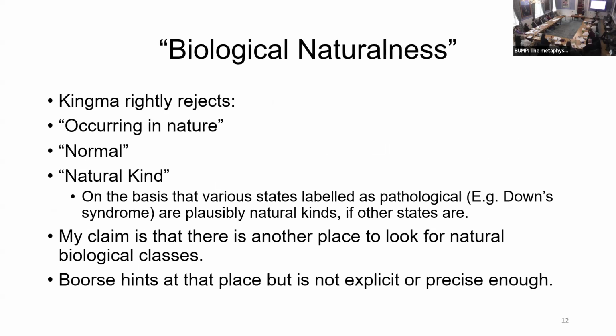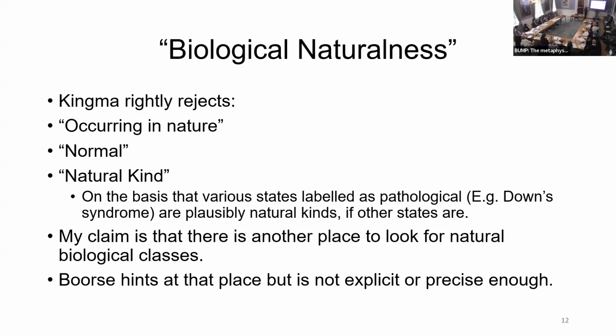Now is that 20? Okay. So biological naturalness. I think so. Kingma rightly rejects that something's natural because it occurs in nature. That seems too permissive. She rules out normal, because that's to beg the question. She more plausibly, and I think this is the most plausible candidate, says biological naturalness would be categories which are natural kinds.